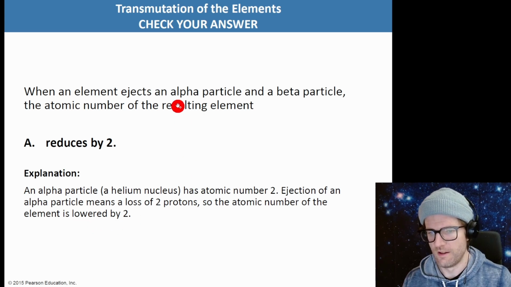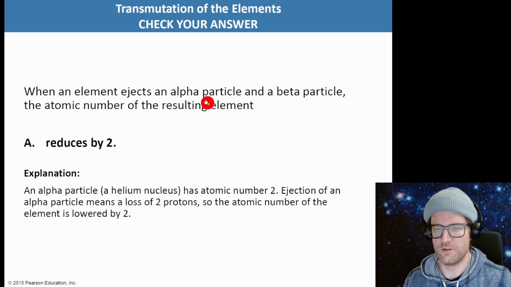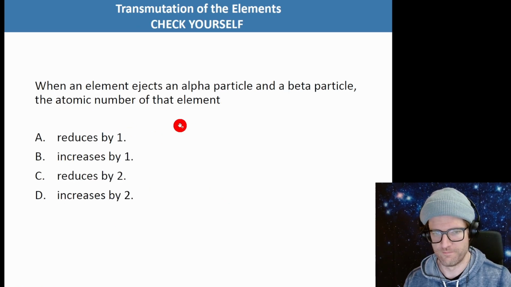Wait a second. We've got alpha particle and beta particle. And we know a beta particle converts a neutron into a proton. So we lost 2 and we gained 1. So I don't think this is right. They're only talking about the alpha particle getting ejected here and nothing about the beta particle. So I think this is incorrect.